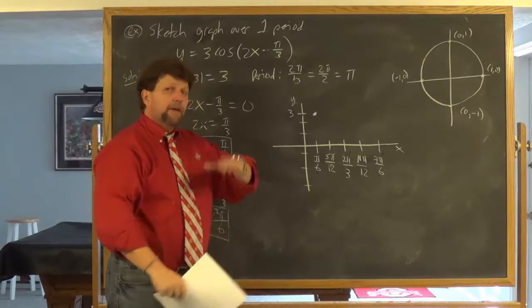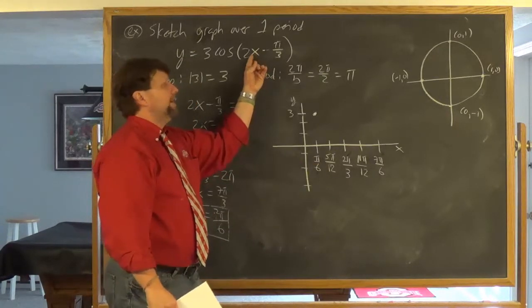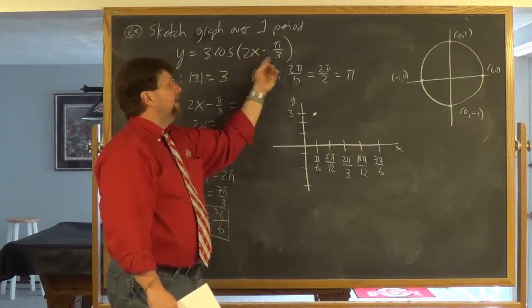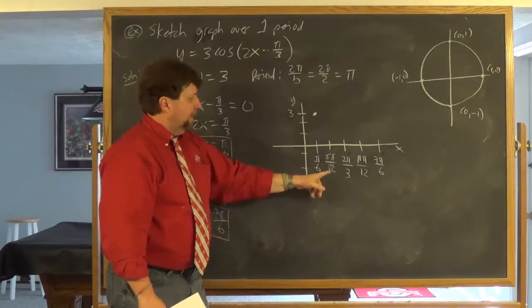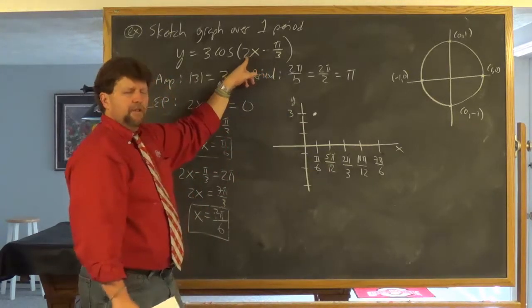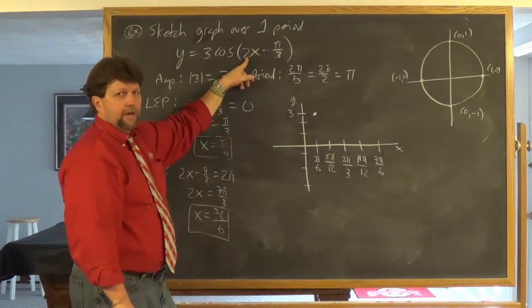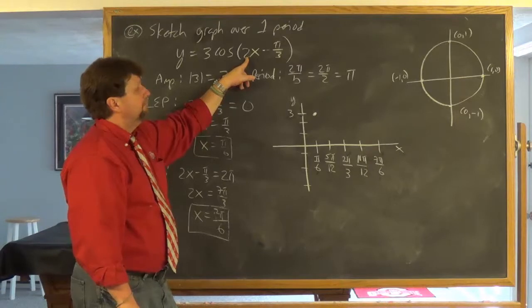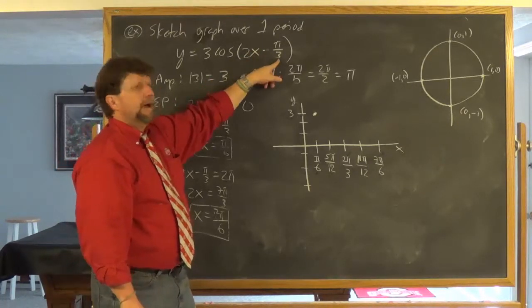In other words, I better be a quarter of the way around the unit circle. When 5 pi over 12 comes in here for x, I better end up with all this junk here being pi over 2. So when 5 pi over 12 comes in here for x, 5 pi over 12 times 2, that's 10 pi over 12. That's 5 pi over 6. 5 pi over 6 minus pi over 3.